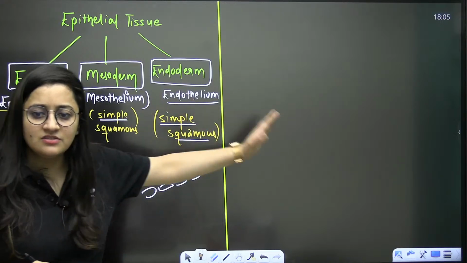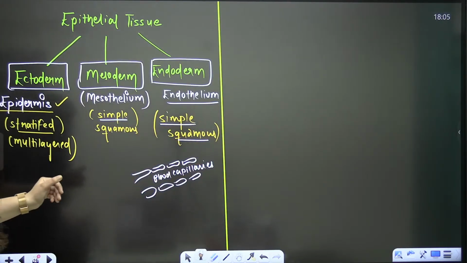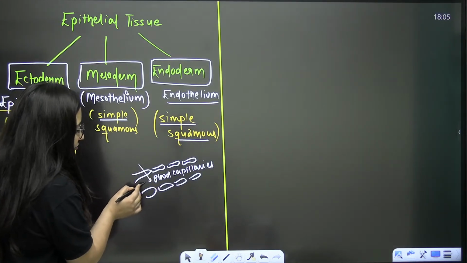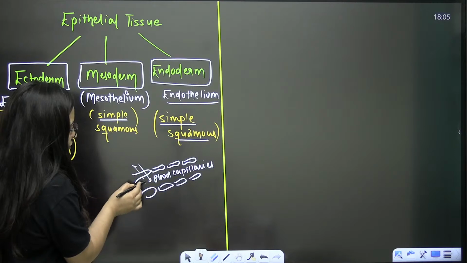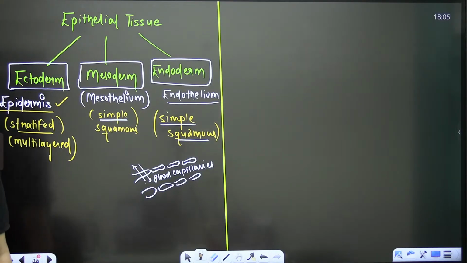It simply means single layered, and you will see it is meant for the diffusion. It is meant for the exchange. Clear, bache? Same as the function here in this mesoderm part, right? So mesothelium is also going to play a role like this. Done, bache? Yes? Is it clear?